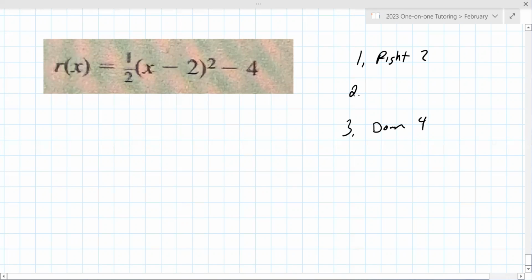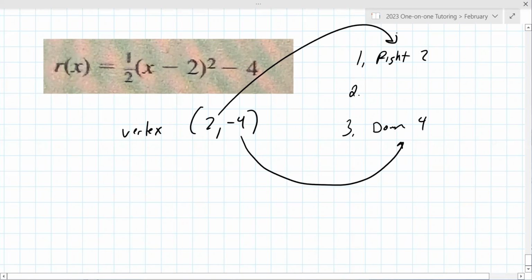So here, before you answer anything else, tell me the vertex. 2, -4. Okay. Do you see how the -4 goes down and the 2 is the right? Maybe it's better for you to find the vertex first, because I don't think you'll make the mistake of telling me the wrong direction if you do that. So even if I tell you transformations, I want you to find the vertex first.